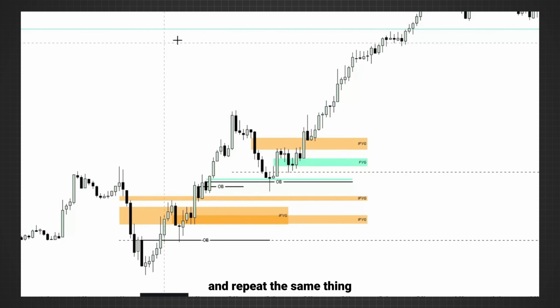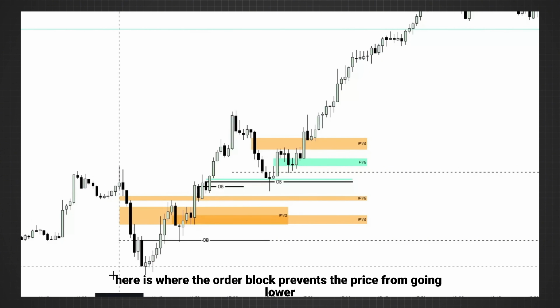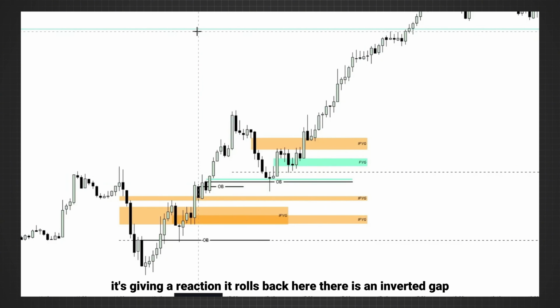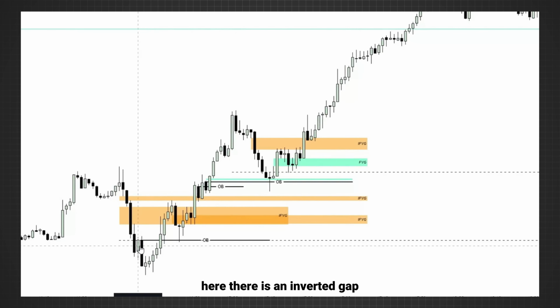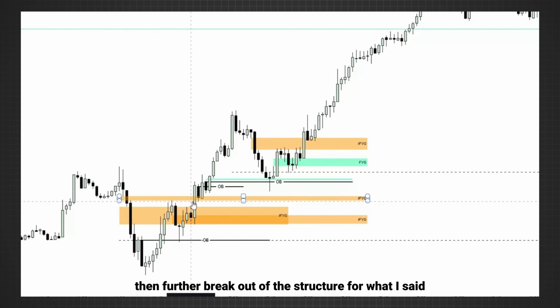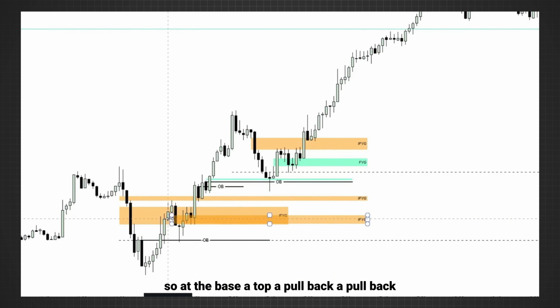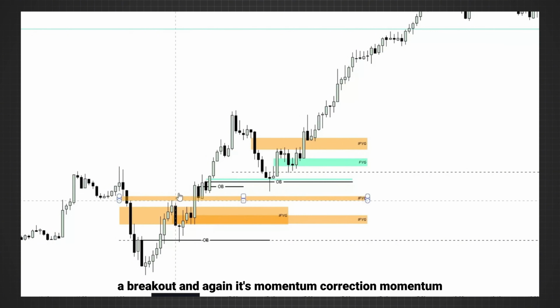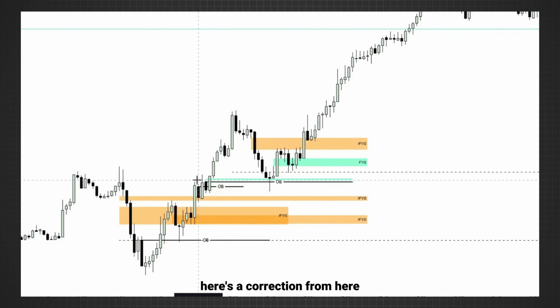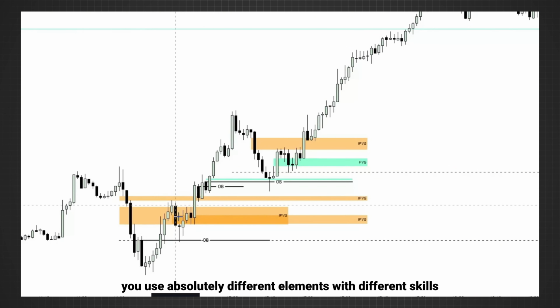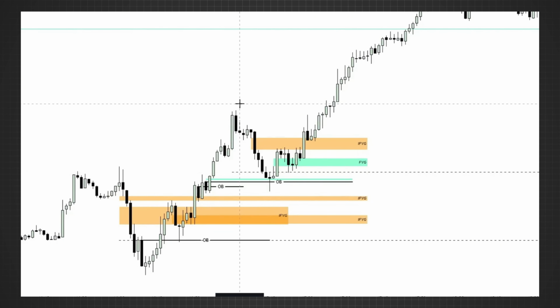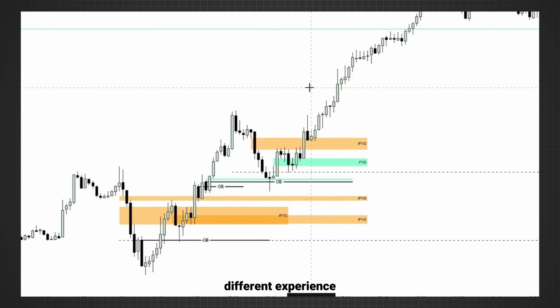And repeat the same thing. Right here is where the order block prevents the price from going lower. It's giving a reaction. It rolls back. Here there is an inverted gap. Here there is an inverted gap. Then further breakout of the structure, as I said. So at the base, a top, a pullback, a breakout. And again, it's momentum, correction, momentum. Here's a correction. From here, momentum again. You use absolutely different elements with different skills, different understanding, different knowledge, different experience.